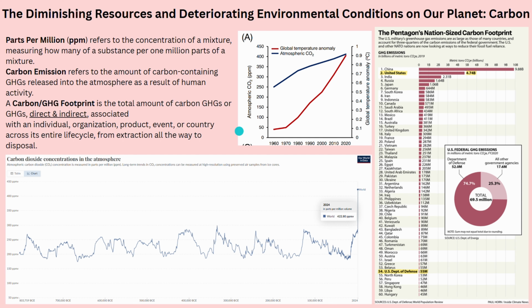Atmospheric CO2 is measured in ppm, which refers to the concentration of a mixture, measuring how many parts of a substance per 1 million particles of mixture. In this case, the mixture is air, so out of a million parts air, how many of those parts are CO2? And as you can see in 2020, just above 400 parts.